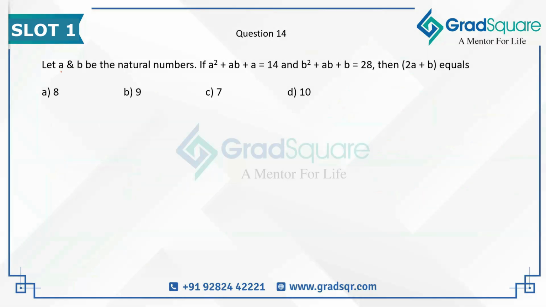A and B are natural numbers given to us. So we need to understand this situation. Natural numbers are positive integers, 1, 2, 3, 4 up to infinity as integer values, right? Now, a square plus ab plus a is equal to 14.